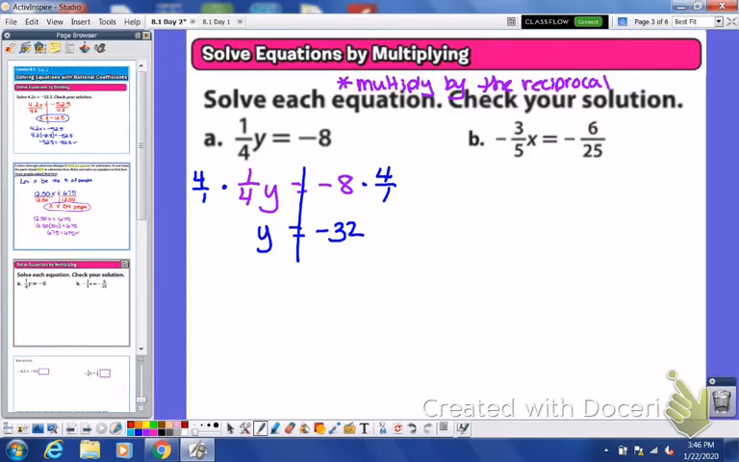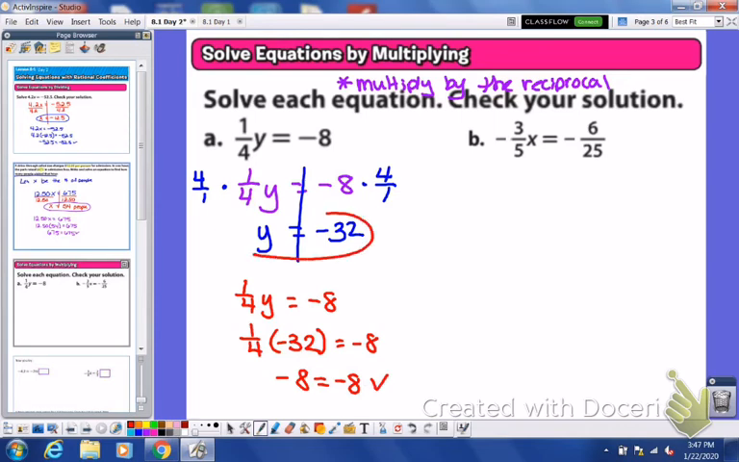Now we check. So 1/4 y equals -8. Show our substitution. So 1/4 times -32 equals -8. And if I check this out, 1/4 times -32 is -8, equals -8. It checked out. So we're going to go back and circle our answer. y equals -32. All right, next one.